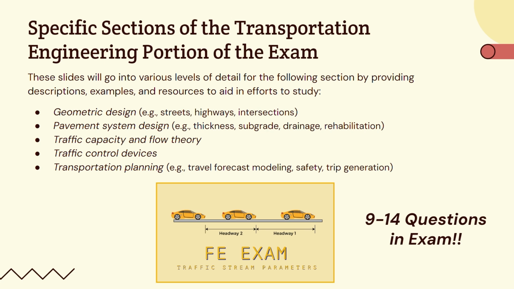So the transportation engineering portion of the exam goes over 5 different sections. Those 5 sections are geometric design, pavement system design, traffic capacity and flow theory, traffic control devices, and transportation planning. About 9 to 14 questions in the exam are comprised of this section.